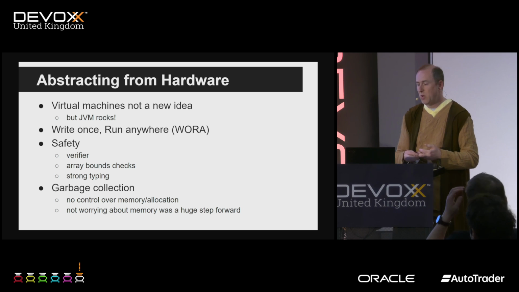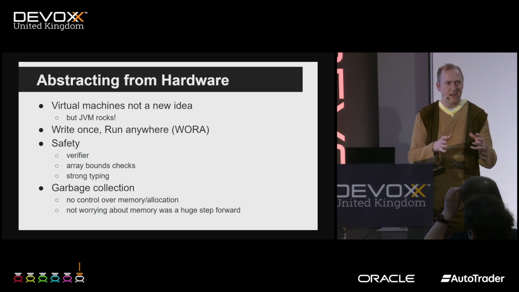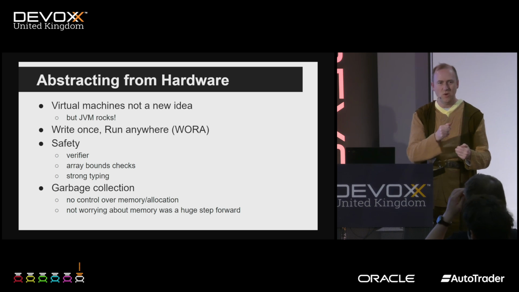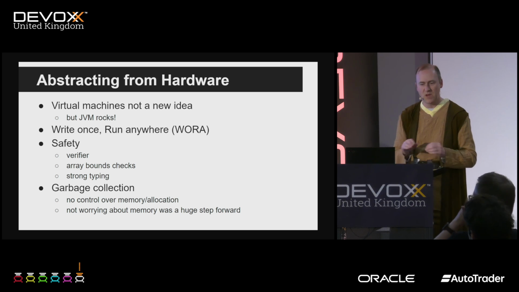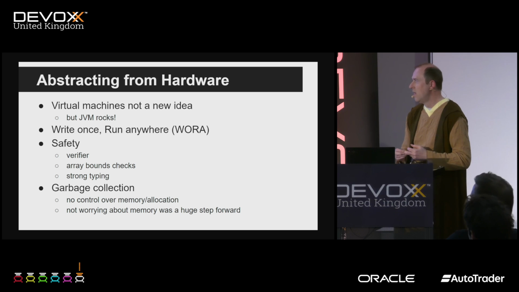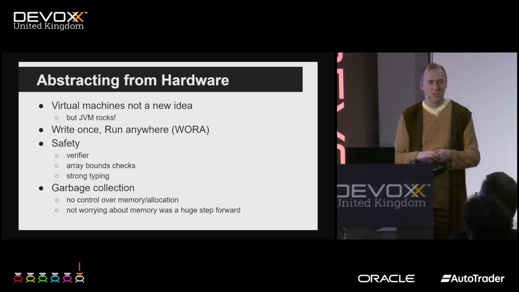And this WORA, write once, run anywhere, that was a big thing. It was something that you got hammered on if you were engaging in any forums or conferences. It was like, we must be write once, run anywhere. We don't want any native code. It must all be Java. The safety stuff, good again. And garbage collection, well, that was a huge step forward.